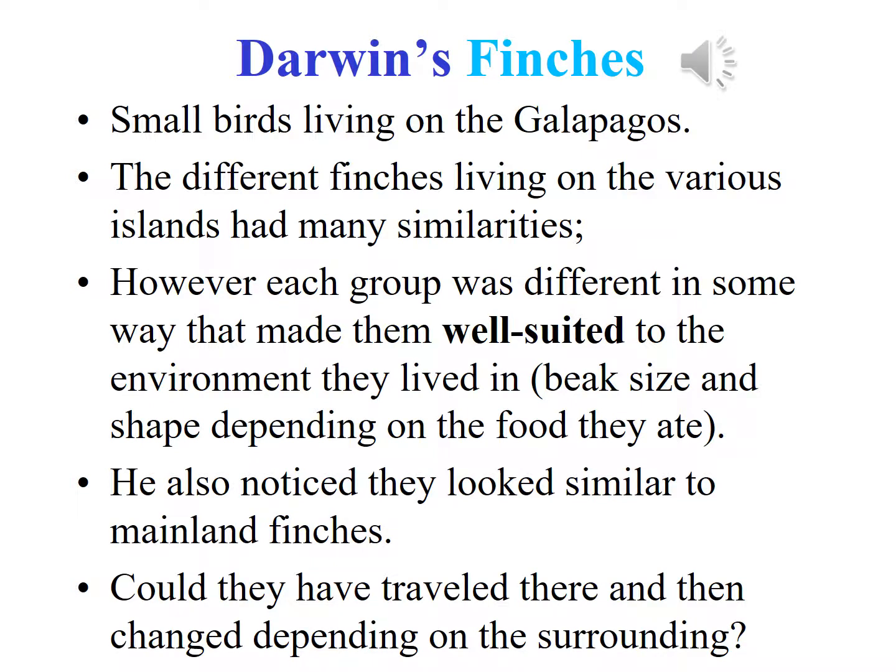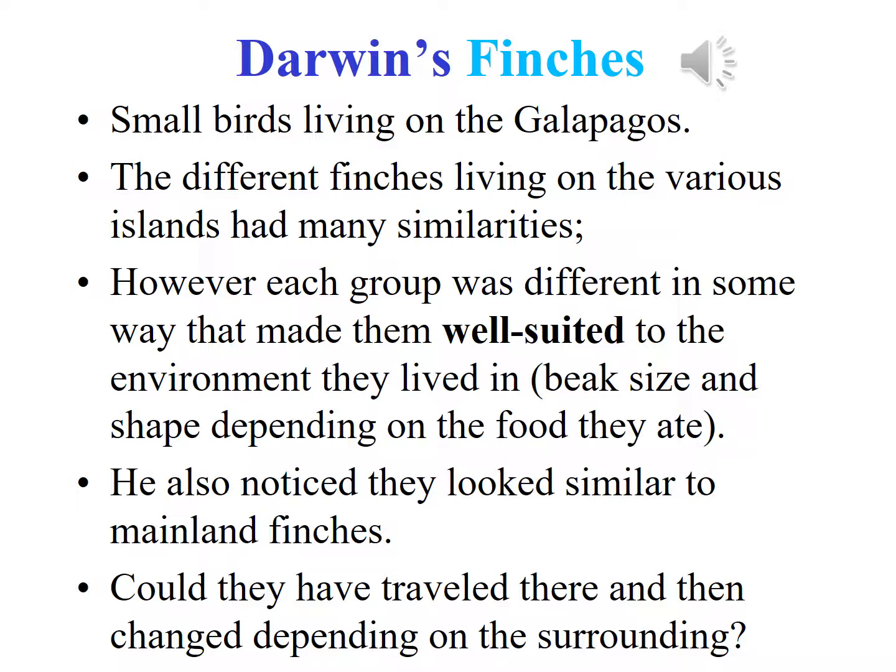Another classic example of natural selection deals with Darwin's finches. He observed all kinds of different finches living on different parts of the island and noticed that they all looked very similar but had just different variable beak sizes depending on the types of food they ate.